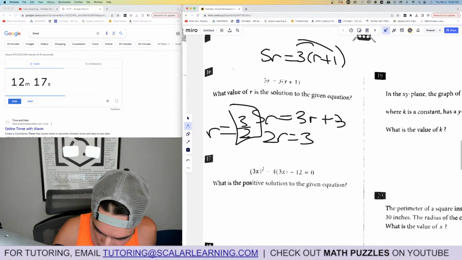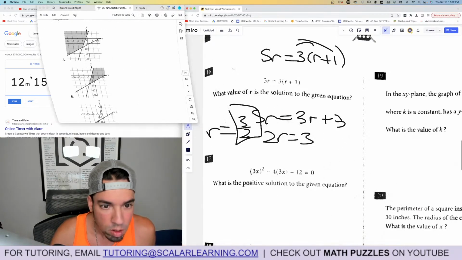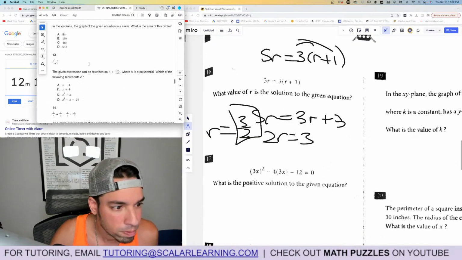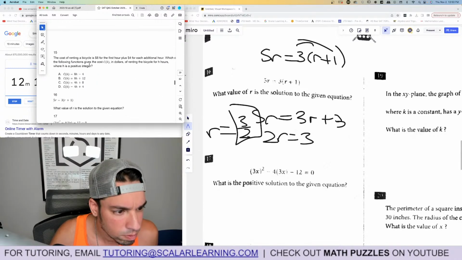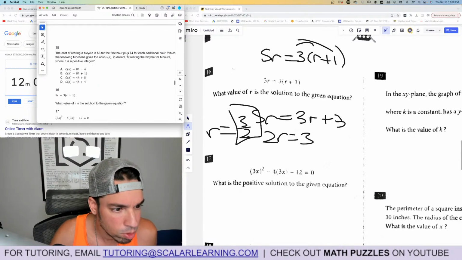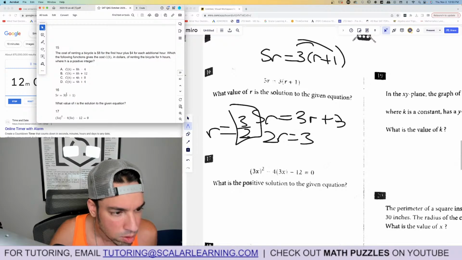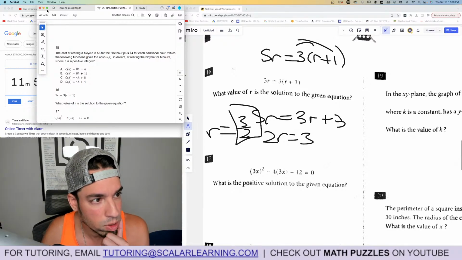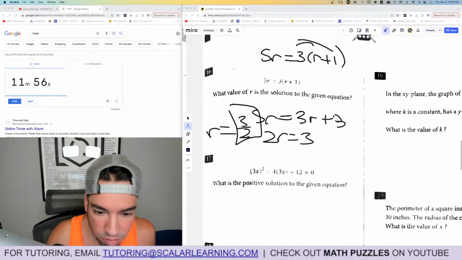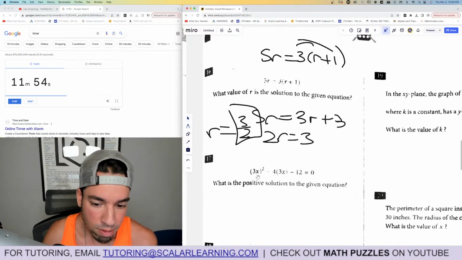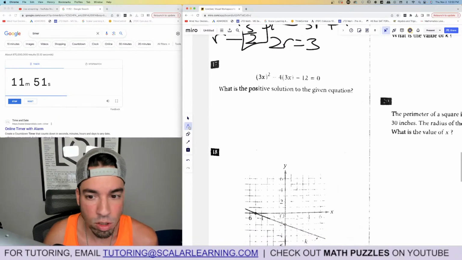But let me double check on the other copy. Hold on. Yep, that's what it is. Let me double check here. 1.5 times 3 is 7.5. 5 times 1.5 is 7.5. Yep, we got it. 3 halves, boom, done. Also could say 1.5. Number 17 was the positive solution to the given equation.